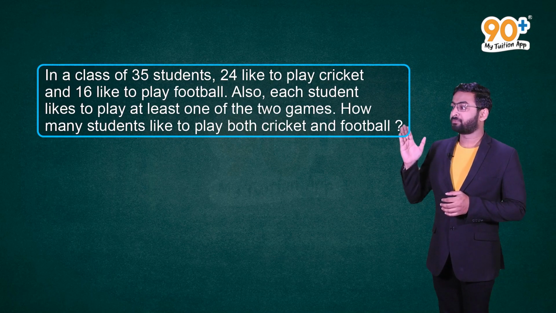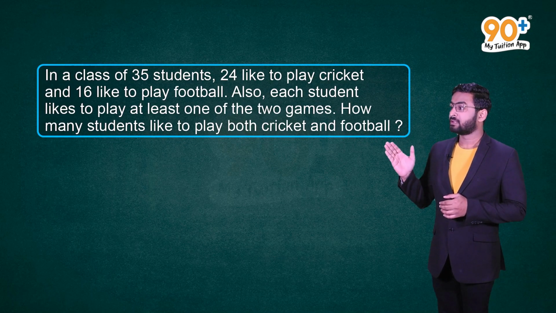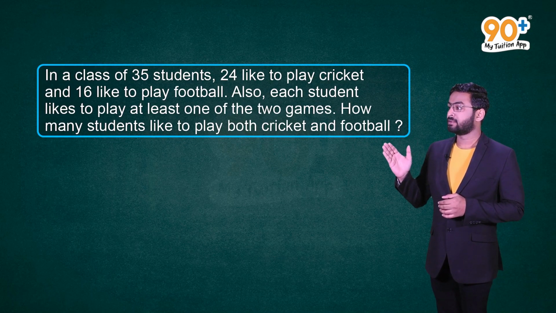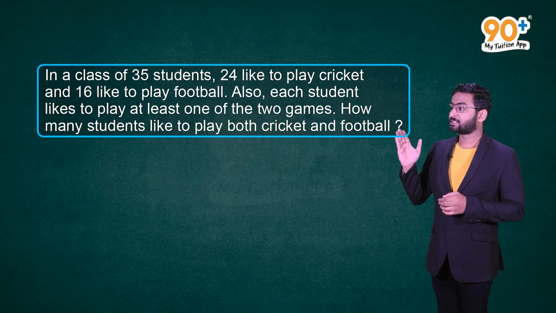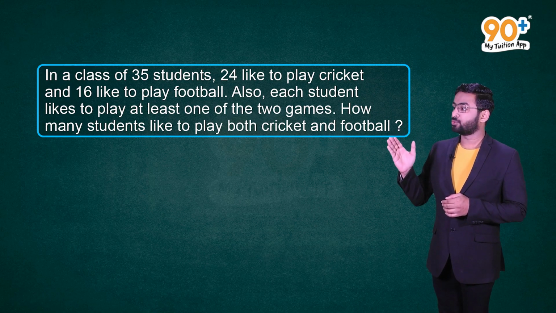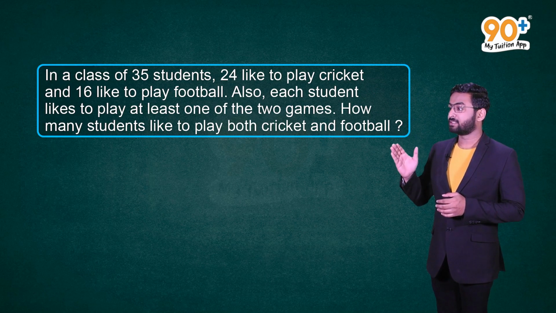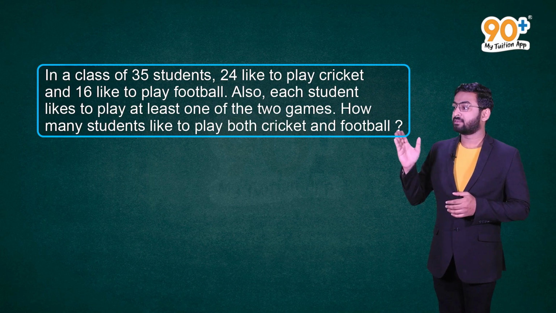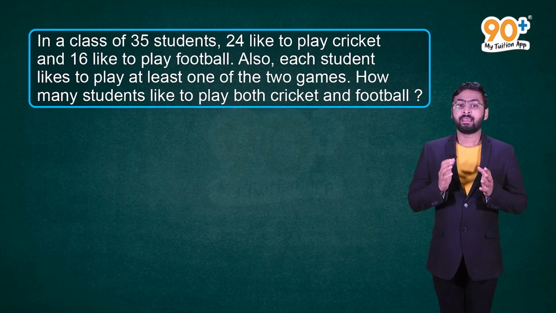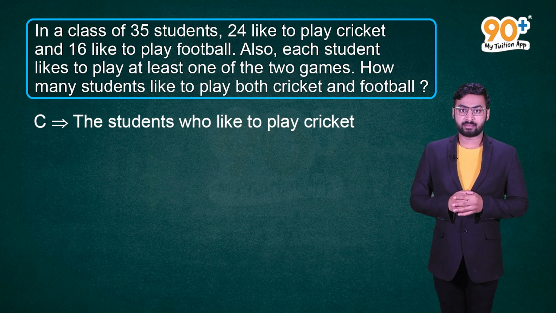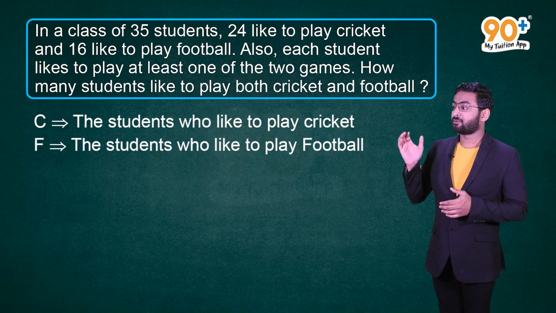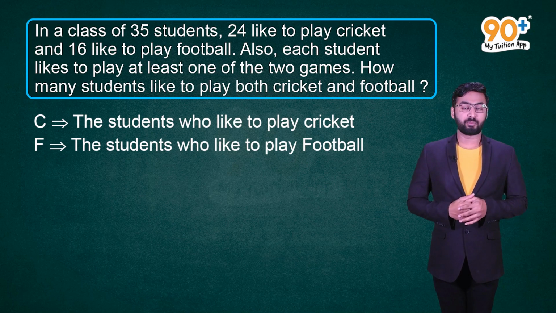In a class of 35 students, 24 like to play cricket and 16 like to play football. Also, each student likes to play at least one of the two games. How many students like to play both cricket and football? Here, let C be the set of students who like to play cricket and let F be the set of students who like to play football.